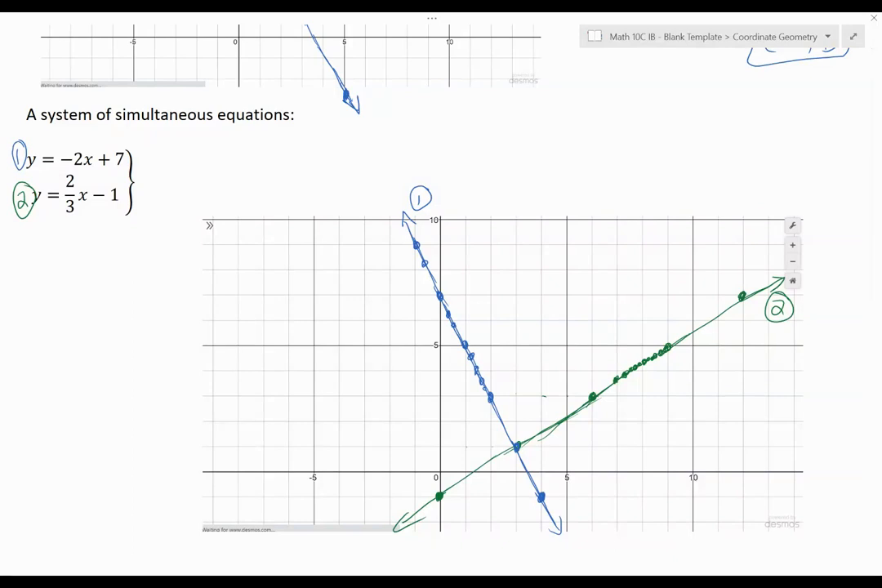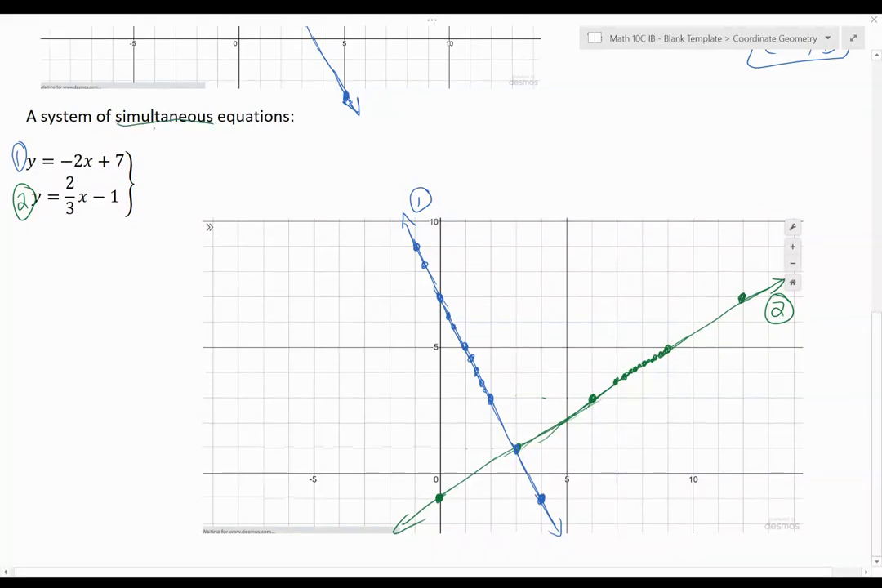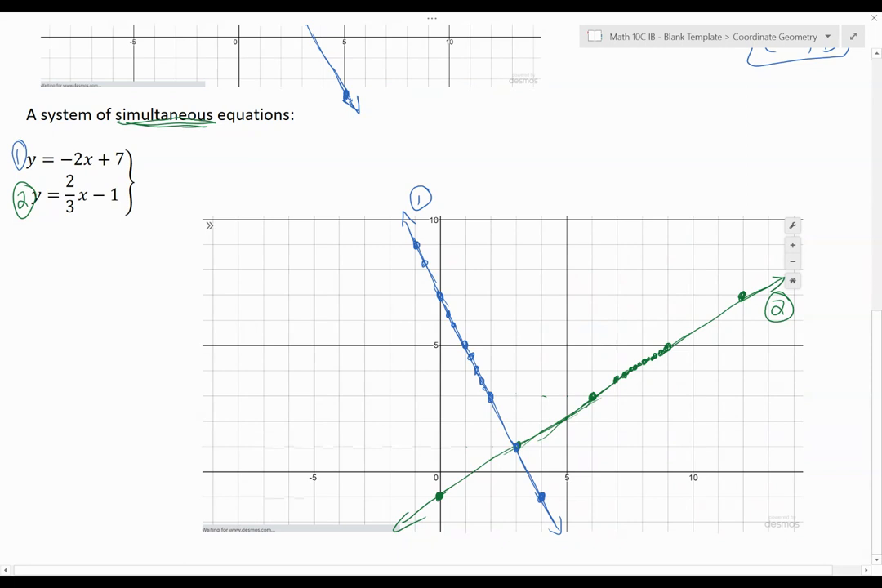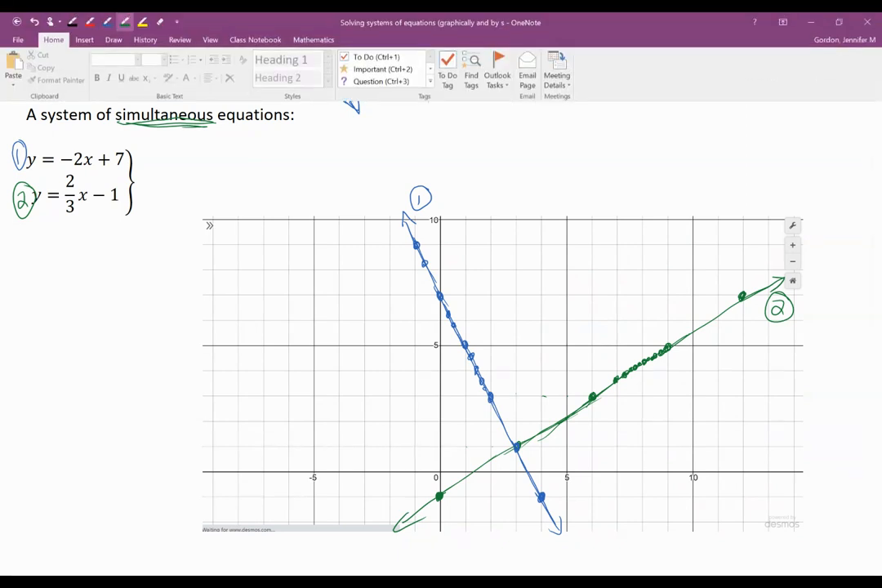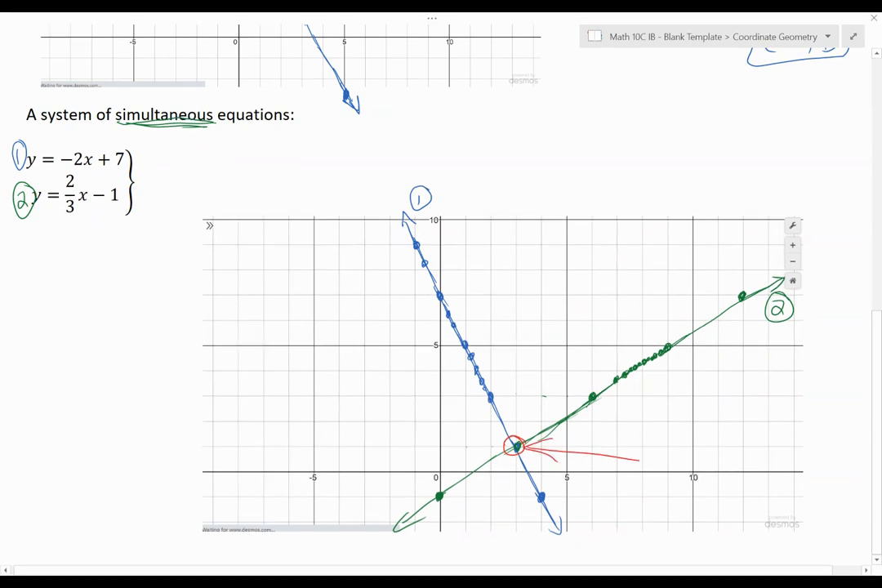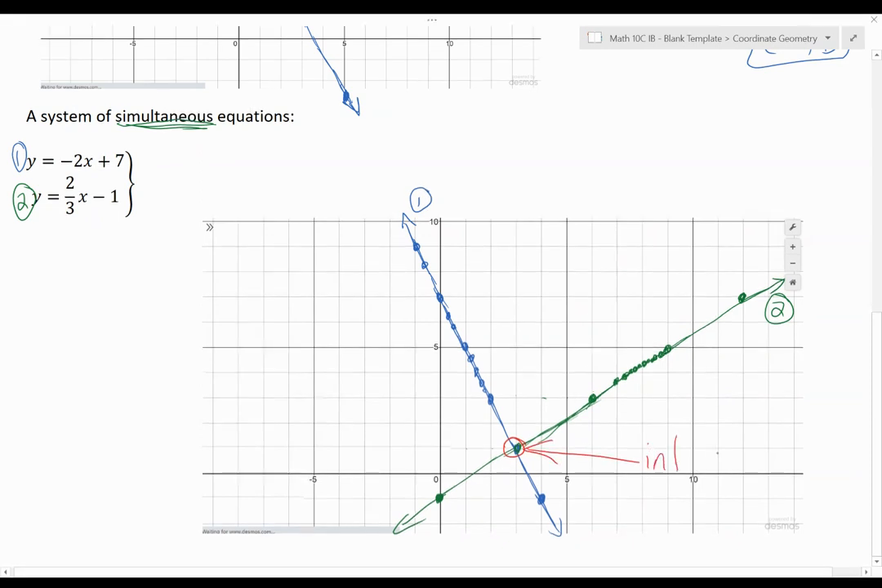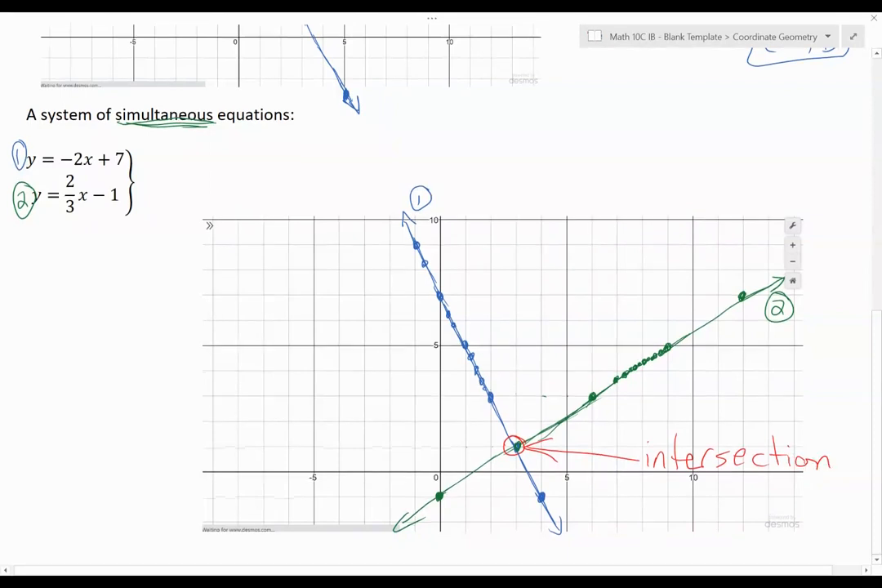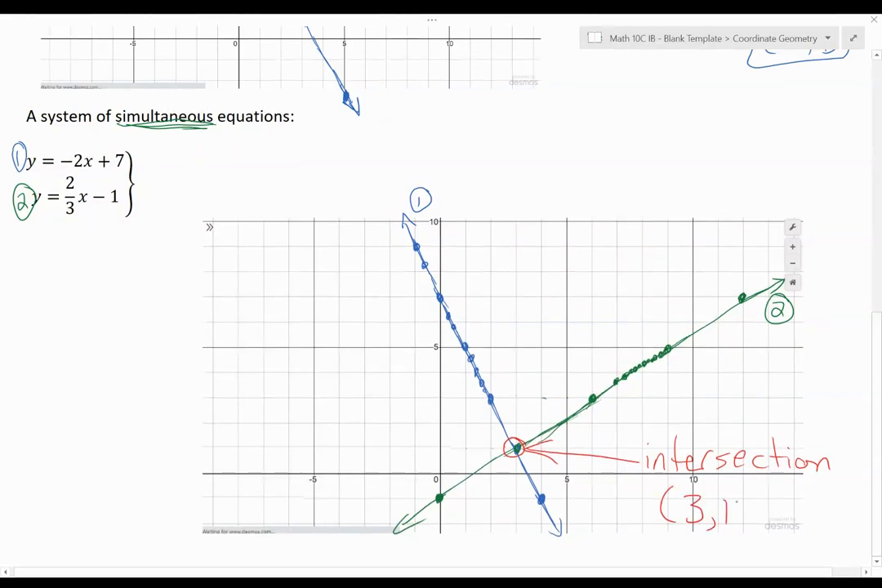But that leads us to this idea of simultaneous. Simultaneous equations means they both have to be true at the same time. And the place where both of these equations are true is their intersection. So that intersection is the only point that is true for both of these equations. And based on this drawing, I can tell that the coordinates of that intersection are 3, 1.